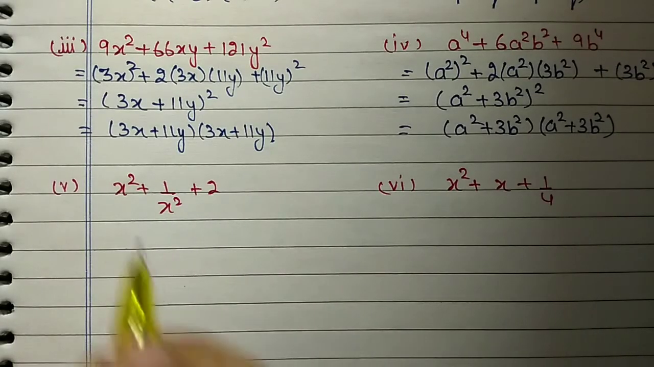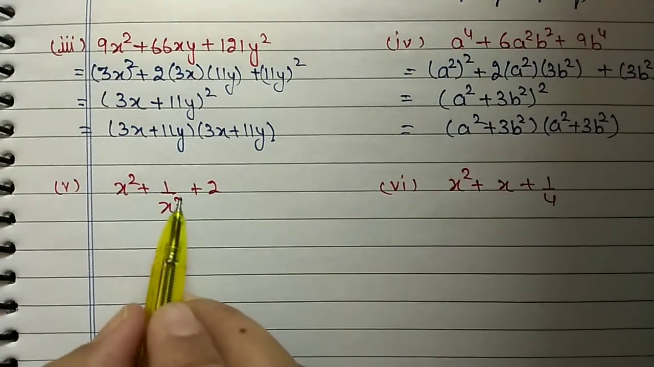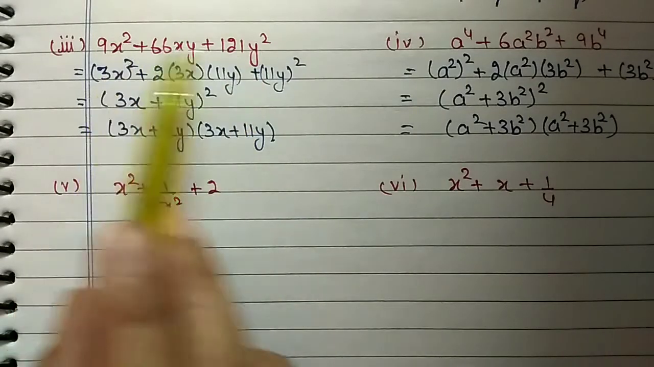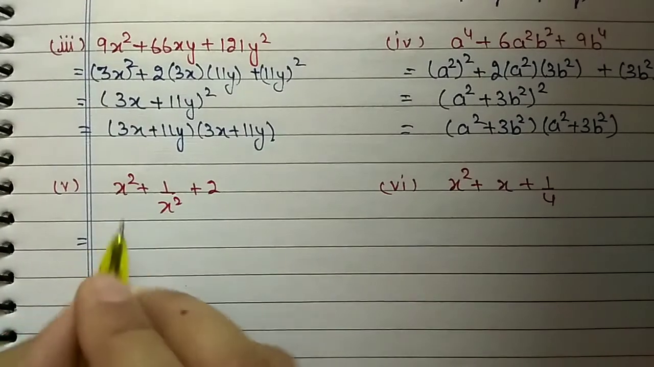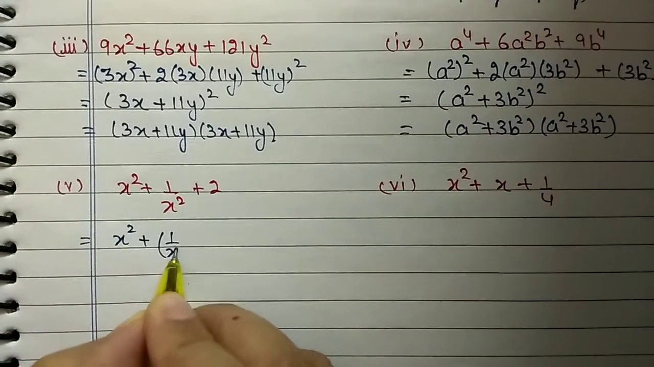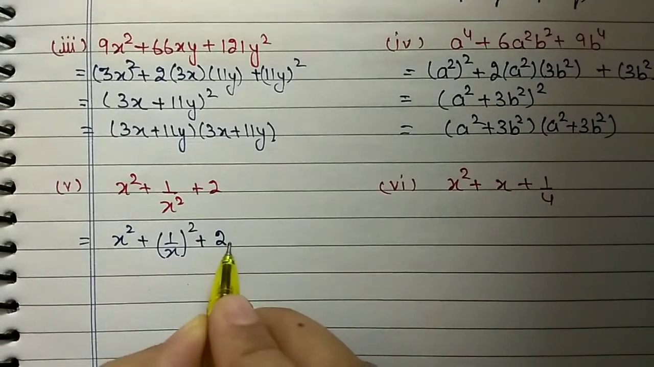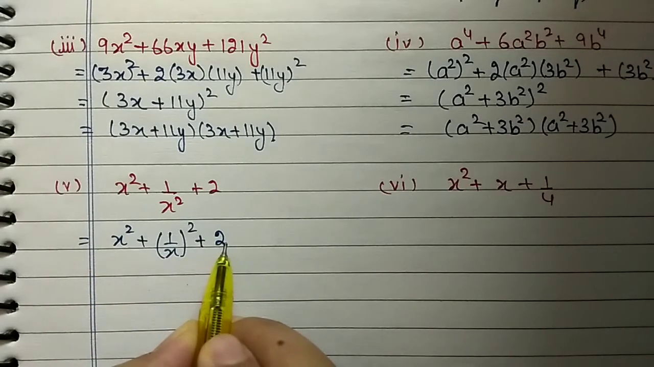Next, fifth part, x square plus 1 by x square plus 2. So here the square term is in the middle. In all other questions it was at first and last. So no problem, we can write it like this also. This is x square. Second one is 1 by x whole square we can write. And third one 2. So here we want a square plus b square, and here we want 2ab.